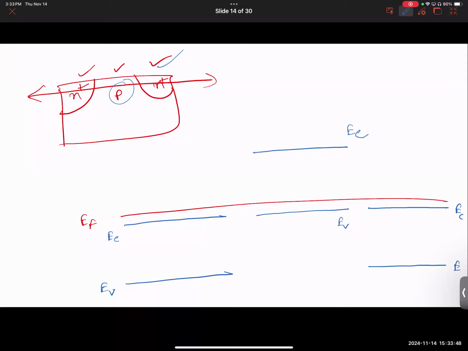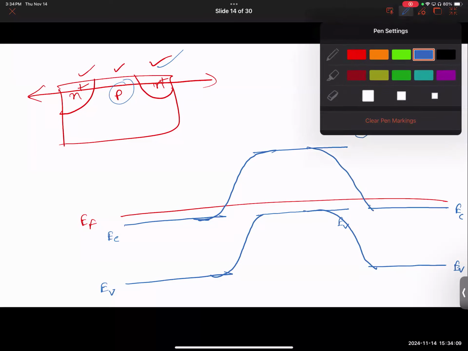Oh, it's not letting me draw. Okay, sure. Now what do we do? What did we do for the diode? Basically just connect them really nicely. So let's do that. Connect the conduction bands and the valence bands. Obviously I did too much here.